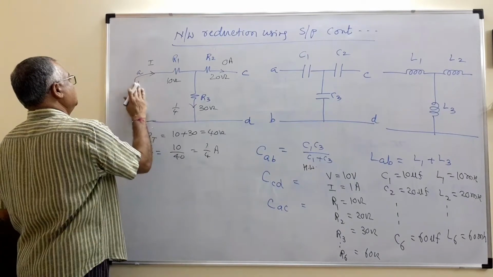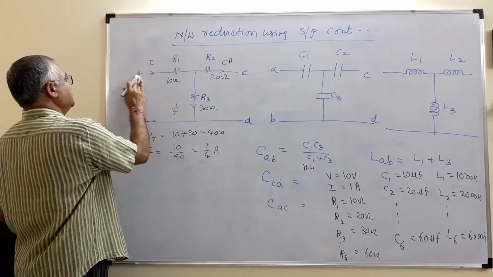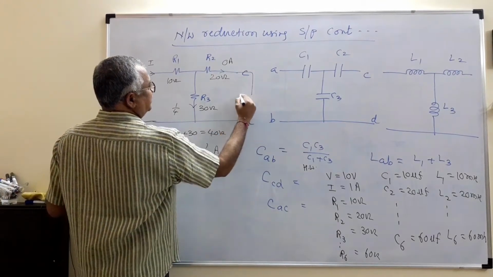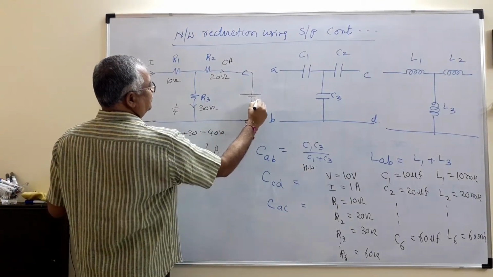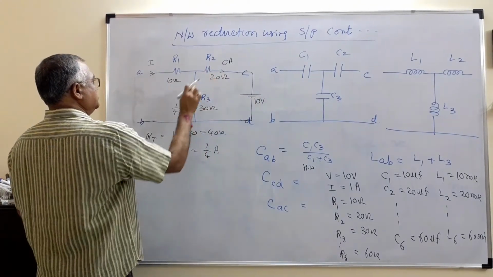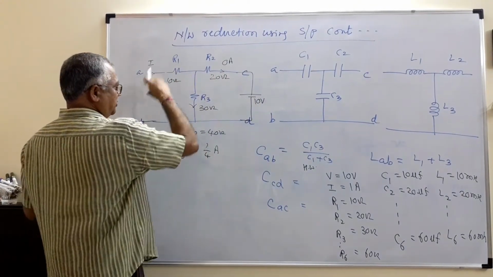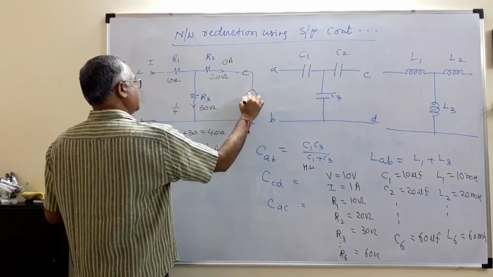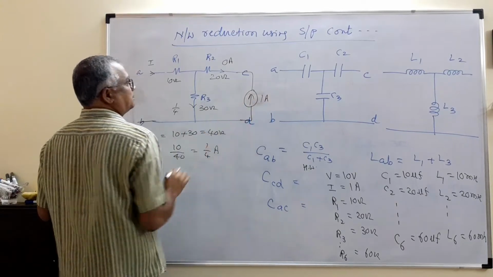Once this side is over, repeat the same by applying this side. So this side again you apply with 10 volts. Find current, voltage, power. Repeat them with the current source of 1 ampere.